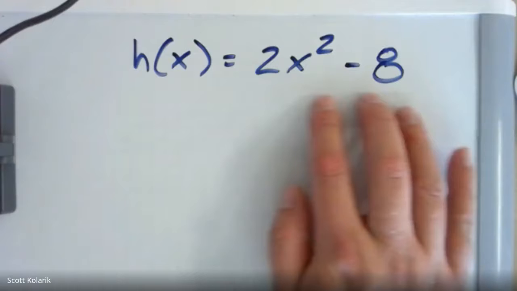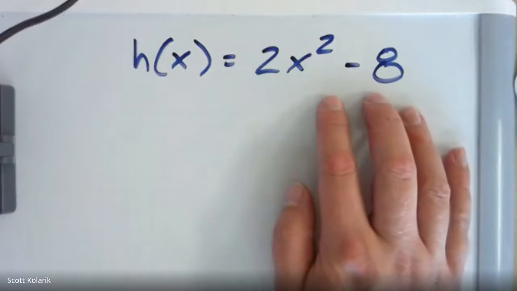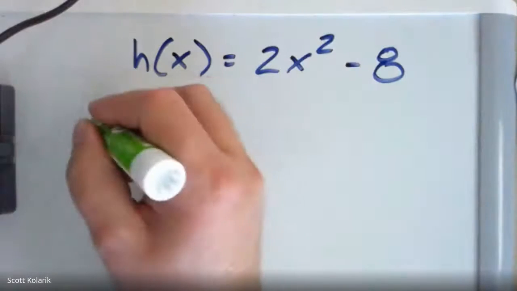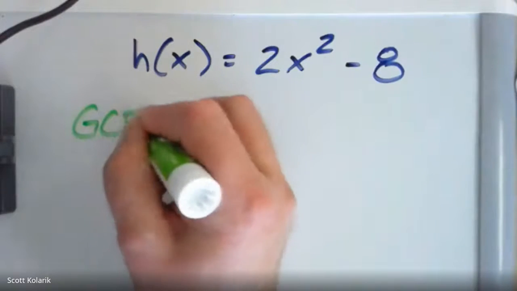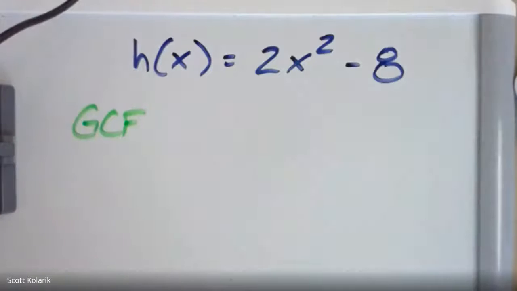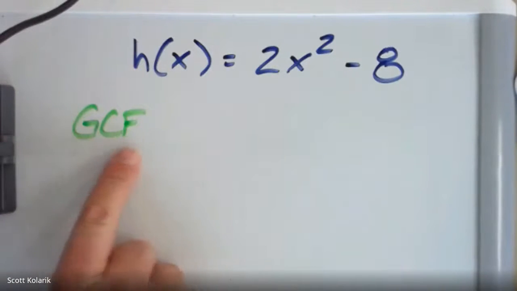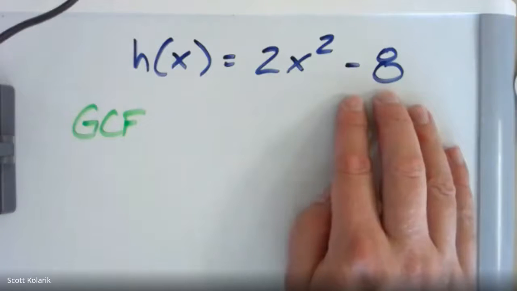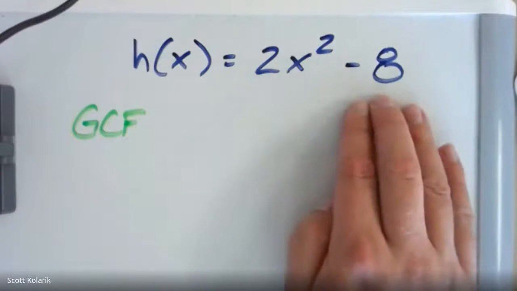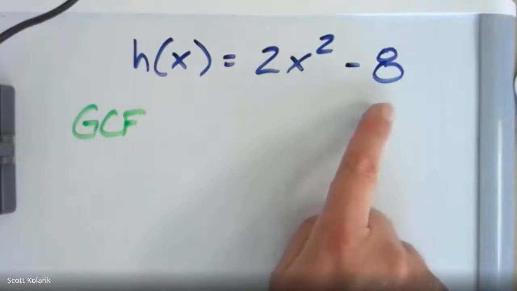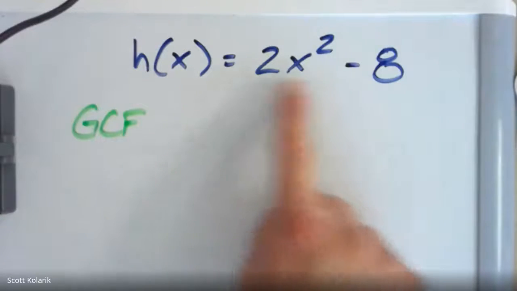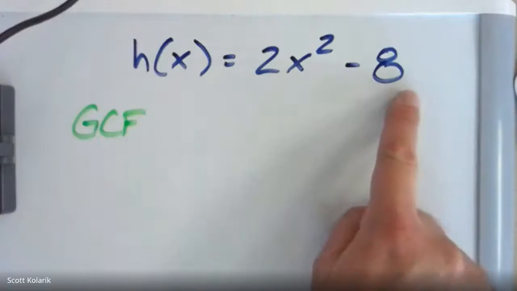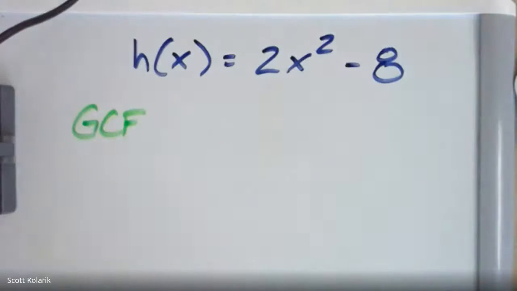In order to factor any polynomial, I go through a step-by-step process. The very first thing I'm going to look for is a GCF. To remind you what GCF stands for, greatest common factor. Basically, I'm looking, is there anything in common with all the terms in this polynomial? There are only 2 terms in this polynomial, and they both share a 2 in common. 2 can go into 2, and 2 can go into 8. This term has an x squared. There is no x here, so the 2 is the only thing in common.